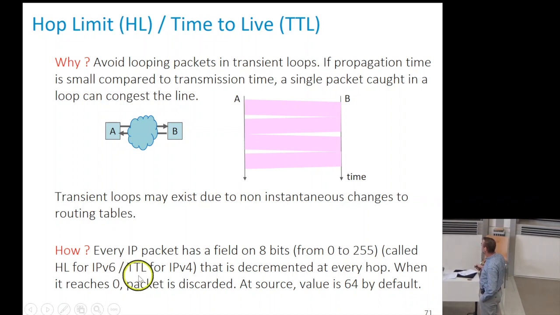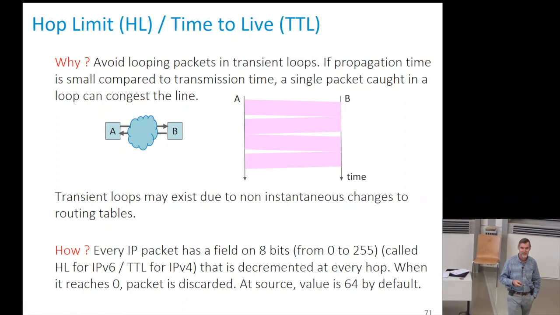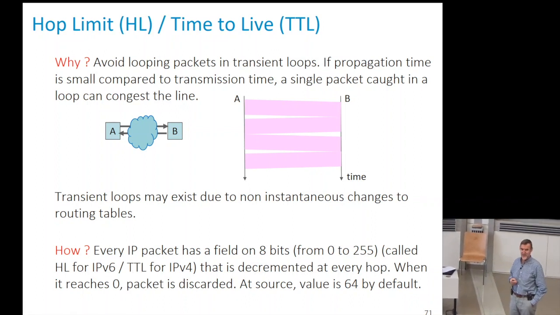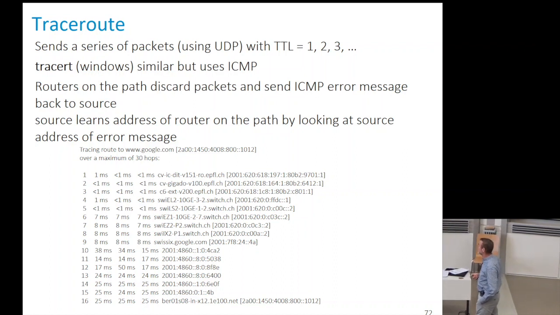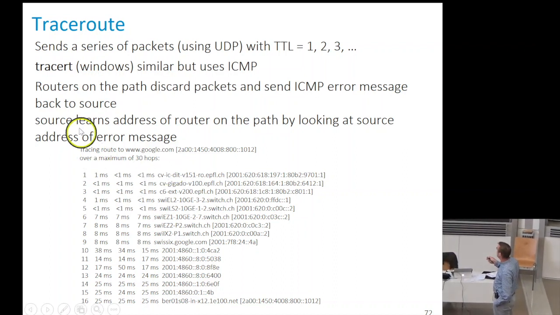So this is the principle. TTL is the old name in IPv4 in the 70s when it was invented. It was a time in seconds. Now it's not a time, it's simply a number of hops. This is used by Traceroute, for example, and the two versions, Traceroute and TraceRT.